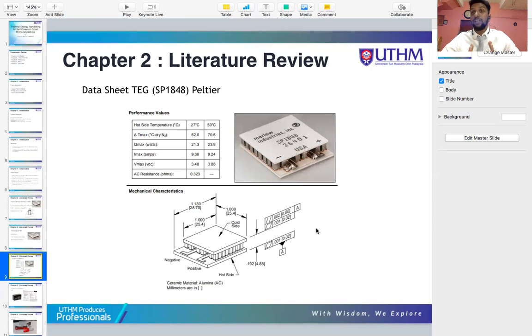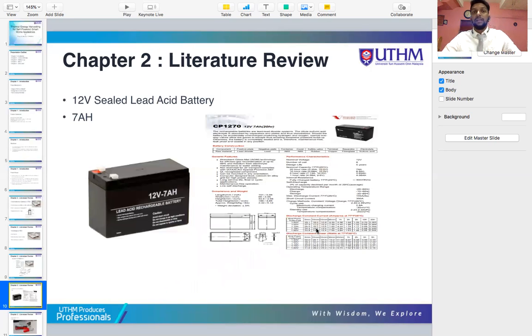As I said just now, there's a hot side and a cold side needed for the TEG to function. The hot side will be at the back part, and the cold side will be at the front part. Next is the battery. The battery that I'm using is a 12-volt sealed lead acid battery, which is 7Ah. What is 7Ah? 7Ah means the battery will produce 0.35 ampere per hour for 20 hours. So 20 times 0.35 is equal to 7Ah. This is my battery.